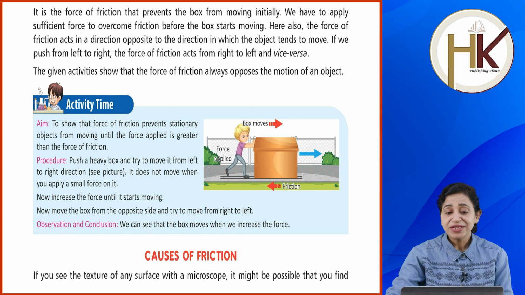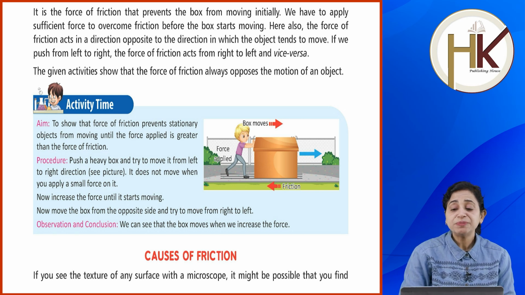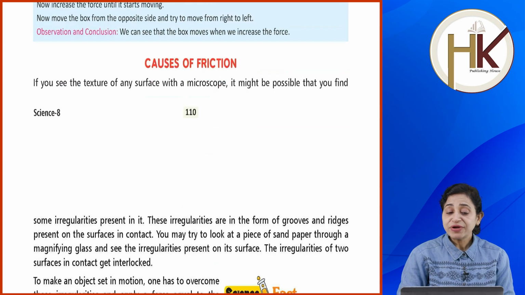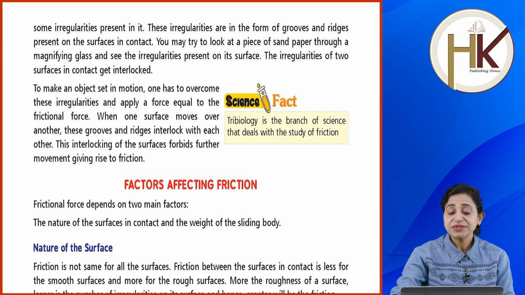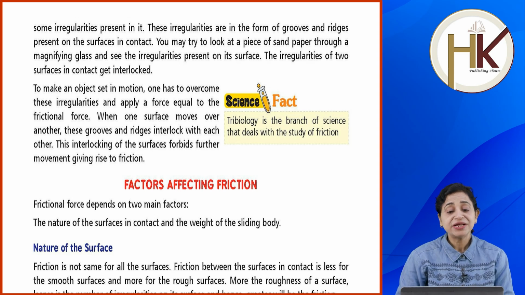Causes of friction. If you see the texture of any surface with a microscope, you might find some irregularities present in it. These irregularities are in the form of grooves and ridges present on the surfaces in contact. You may try to look at a piece of sandpaper through a magnifying glass and see the irregularities present on its surface. The irregularities of two surfaces in contact get interlocked.